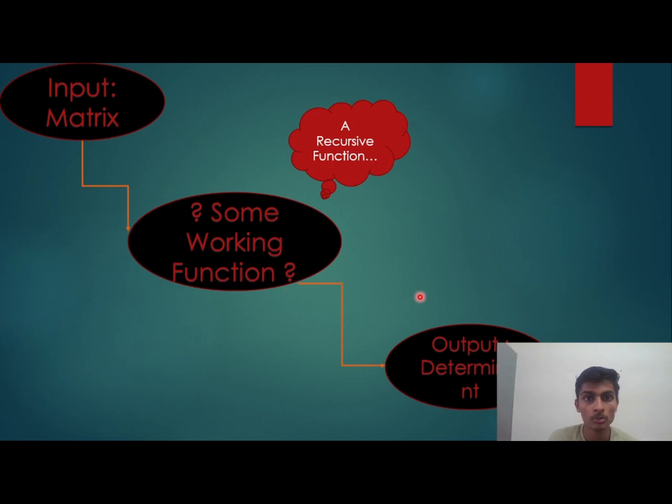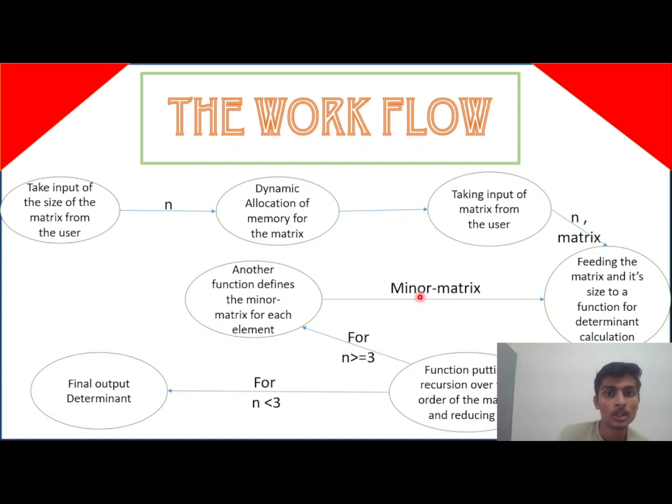So we need some recursive function which continuously reduces the order till it reaches some convenient order like 2 or 1, so that we can directly write down the determinant of that particular 2 by 2 matrix and such. So let's move ahead now.